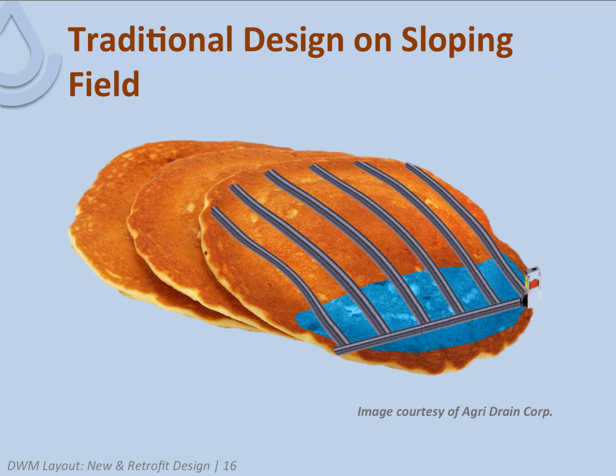Oftentimes, we have some slope in the field, as we see depicted here. And when our traditional drainage system or a new system is designed so that the laterals go up and down the field and the mains are put on the flat part of the landscape, we don't have much of an opportunity to manage the water table. You see here one structure located at the outlet, and we pick up a portion of the field in terms of management, and there really isn't a good place to locate a second structure.